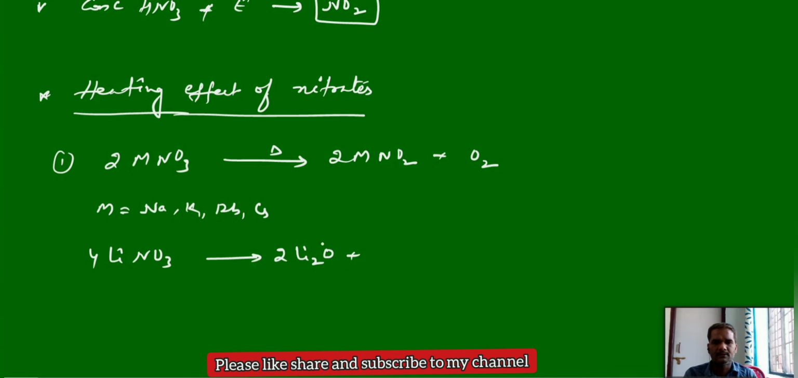This is some anomalous property of lithium, and you will get the products like this. This is also very, very important. Except lithium, the remaining first A group metal nitrates can give the same type of products. Lithium nitrate can give this one, and this one is also very, very important.